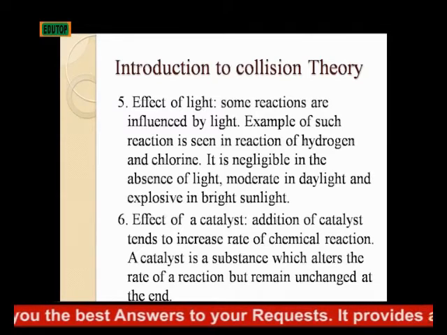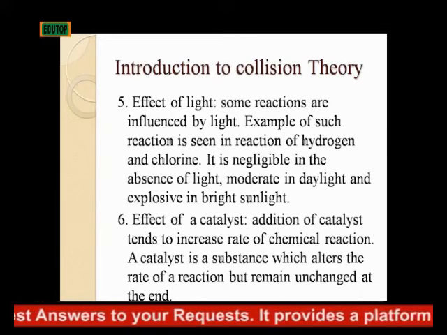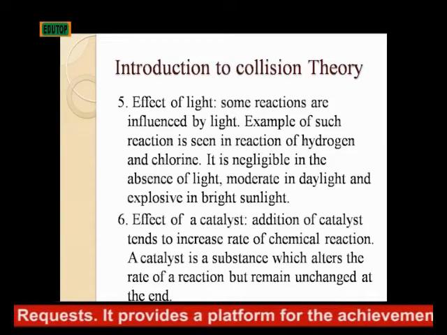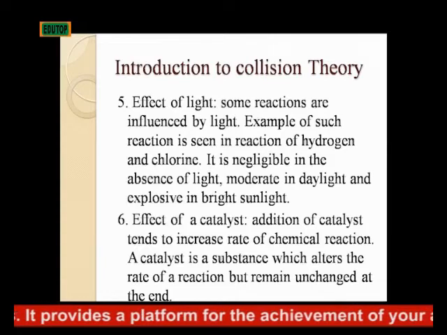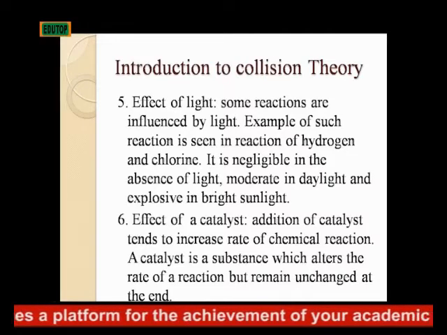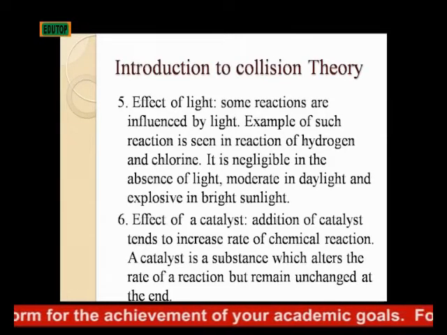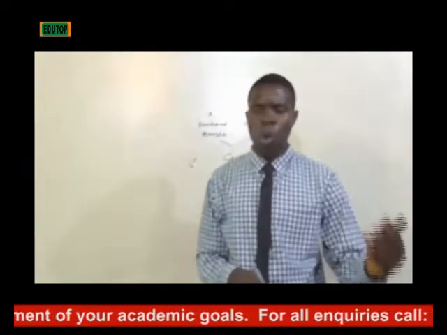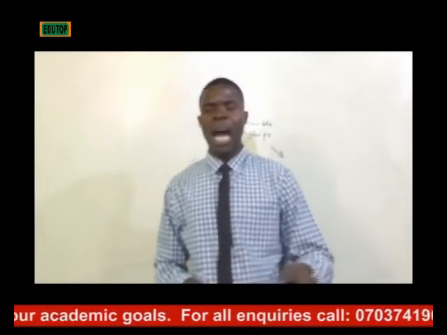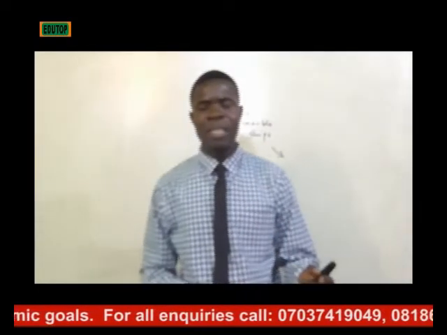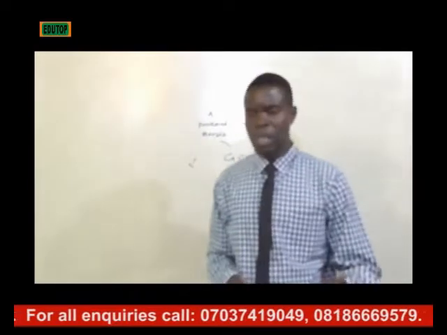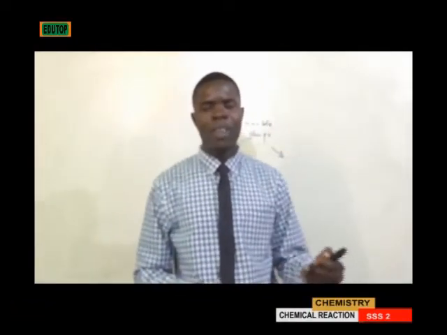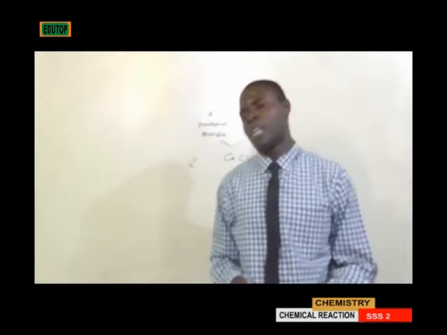6. Effect of a catalyst. Addition of a catalyst tends to increase the rate of chemical reaction. What is a catalyst? A catalyst is a substance which alters the rate of chemical reaction but itself remains unchanged at the end of the reaction. What it does basically is to alter the rate of chemical reaction, and positive catalysts will promote the rate of reaction, while negative catalysts will reduce the rate of reaction.